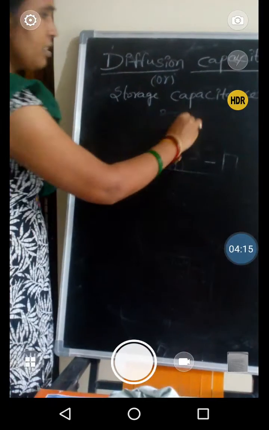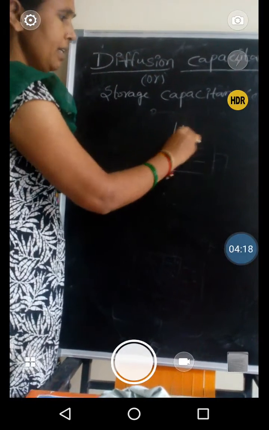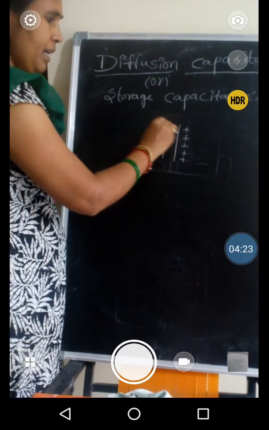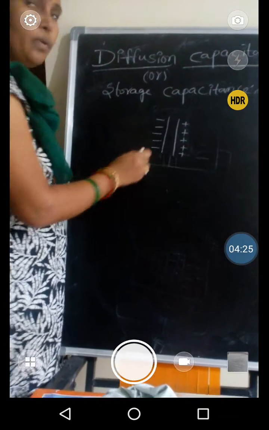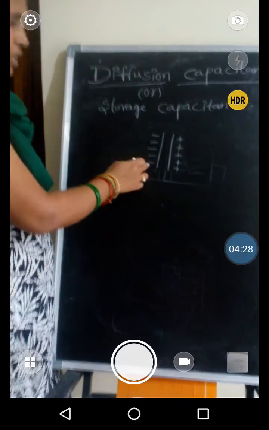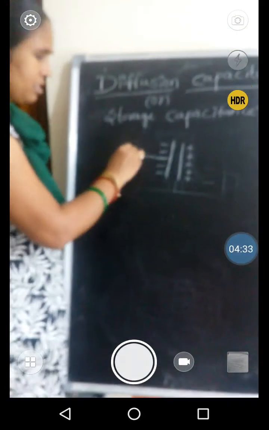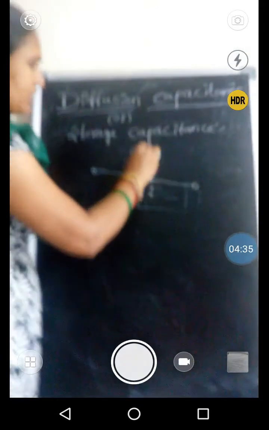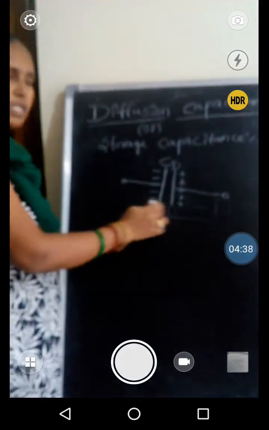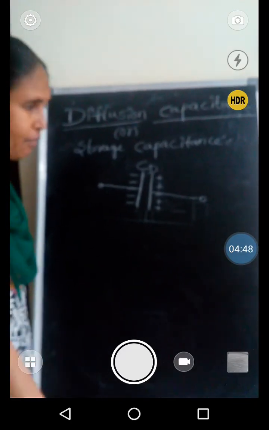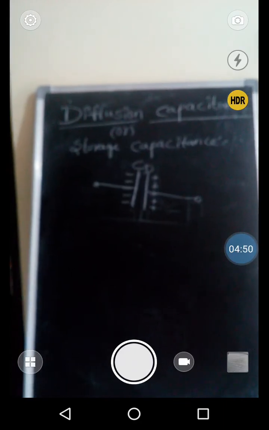This is one plate, with positive charge carriers near the junction, and another plate with negative immobile charge near the junction. This is similar to a capacitor. This is the diffusion capacitance. The two plates are acting as a diffusion capacitance. Next, you can increase the charge carriers. We can increase the forward voltage.